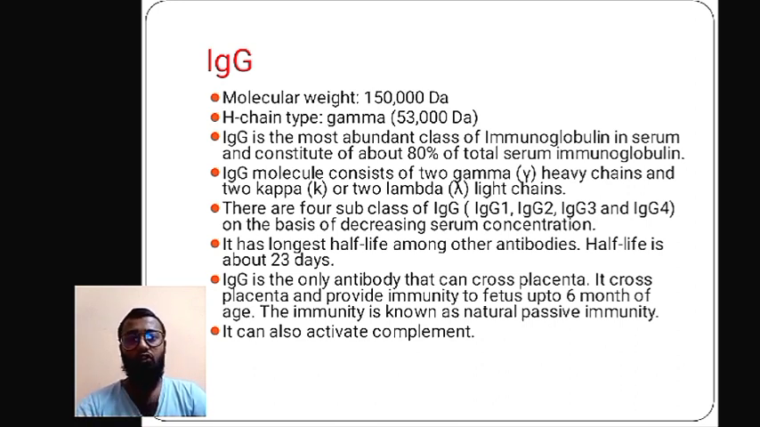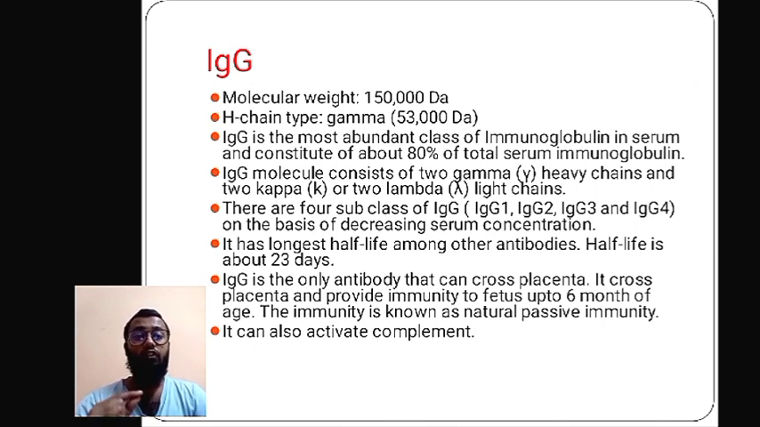The other immunoglobulins also contain 2 kappa or 2 lambda, but IgG mainly consists of 2 kappa and 2 lambda light chains. Remember students, this is on the light chain, and IgG is further subdivided into IgG1, G2, G3 and G4. It has 4 subtypes on the basis of decreasing serum level.